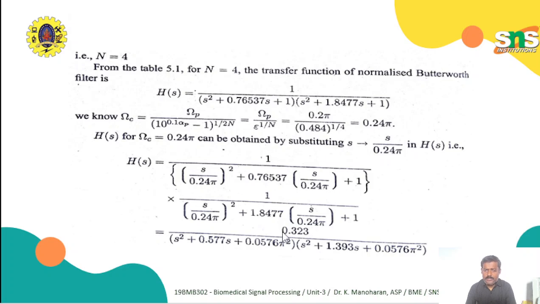Now simplifying this, we get the expression 0.323 divided by s square plus 0.577s plus 0.576 pi square into s square plus 1.3793s plus 0.0576 pi square.